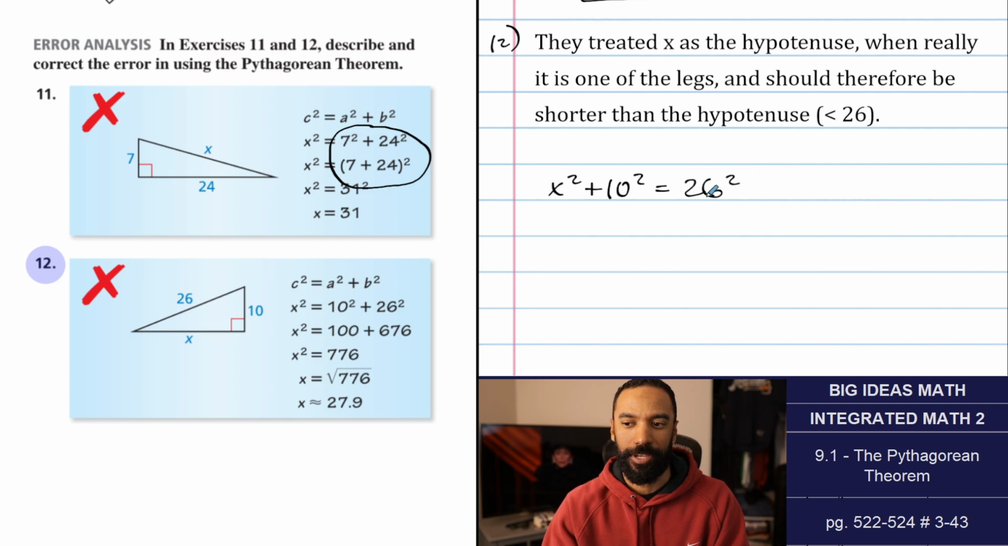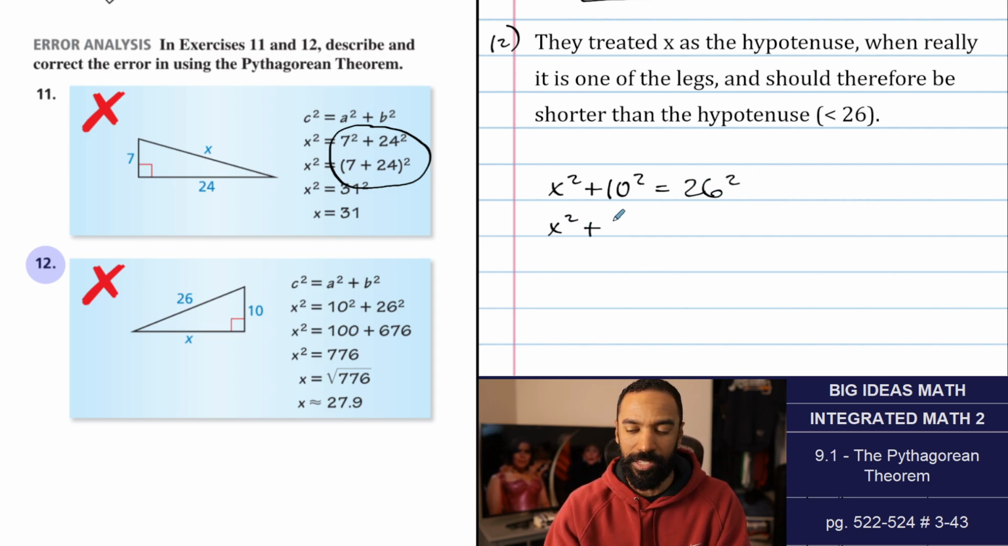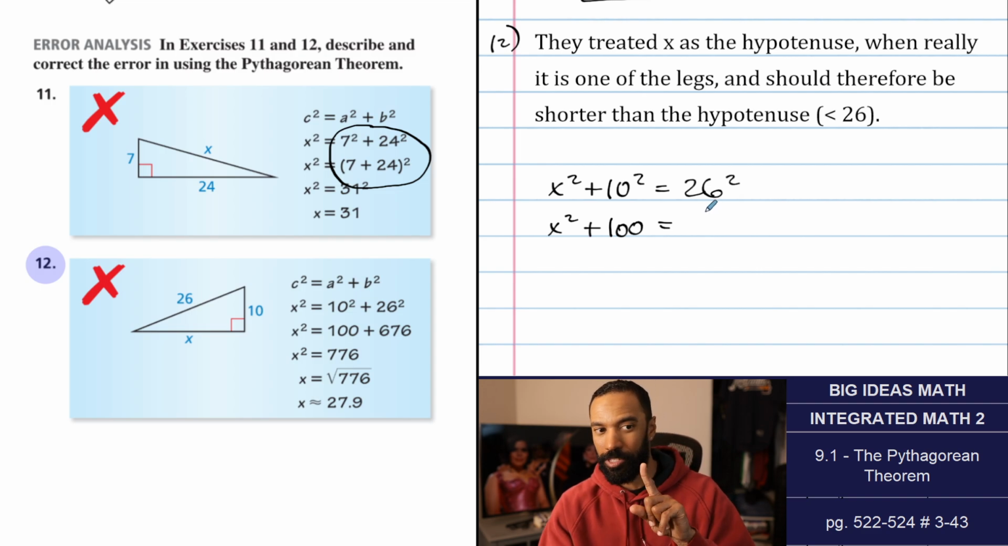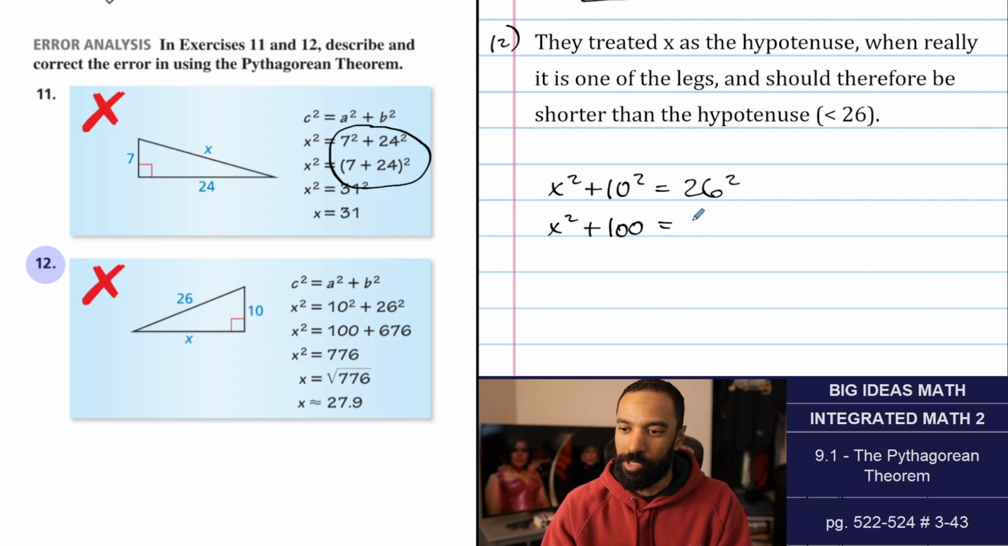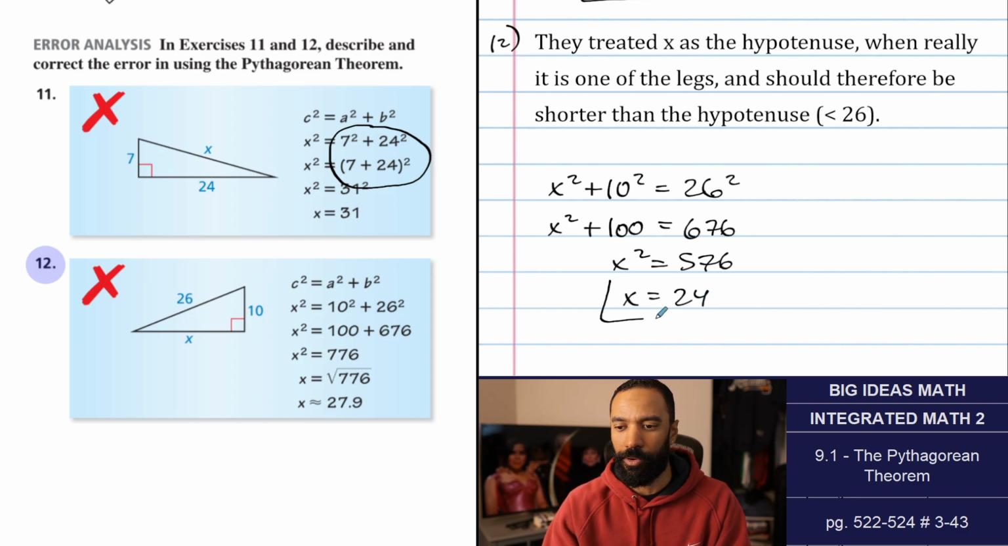Now, they helped me out here. I didn't know 26 squared was 676. I hope that's not one of their mistakes. I assume it's not. Actually, I know what this answer is going to be. It's going to be 24. So this 676. So x squared equals 576 when you subtract. So take the square root of both sides, you get 24.